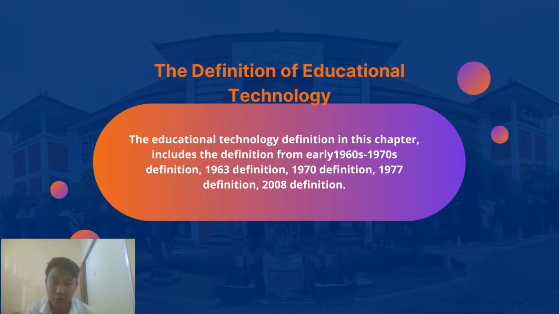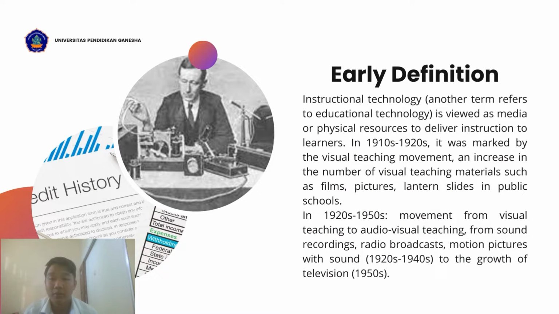The educational technology definitions in the chapter include the definitions from early 1980 to 1970 science definitions, and 1963 definitions, 1970 definition, 1977 definitions, and 2008 definitions. Early definitions. In traditional education, another term of reference to educational technology is viewed as media or physical resource to deliver instruction to learners.